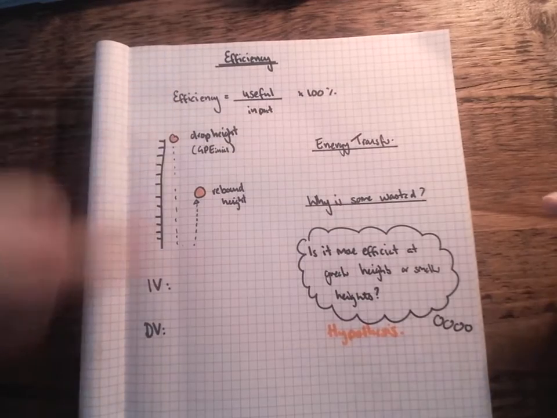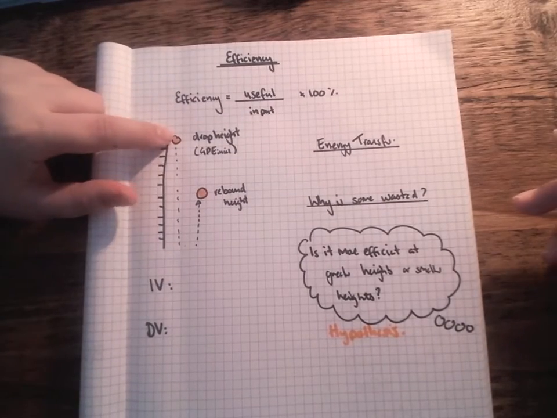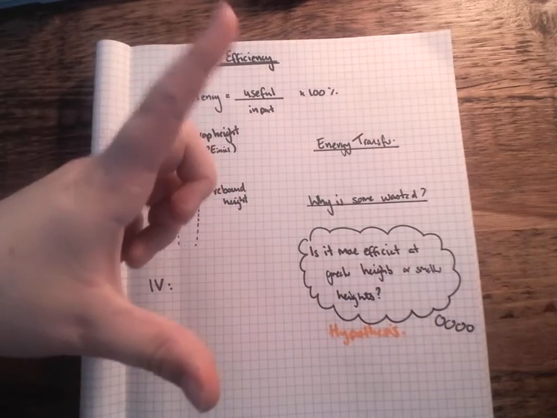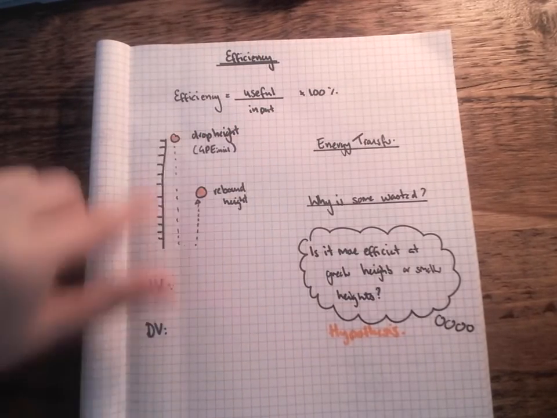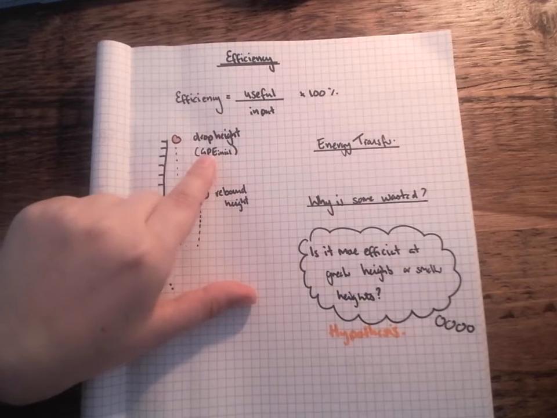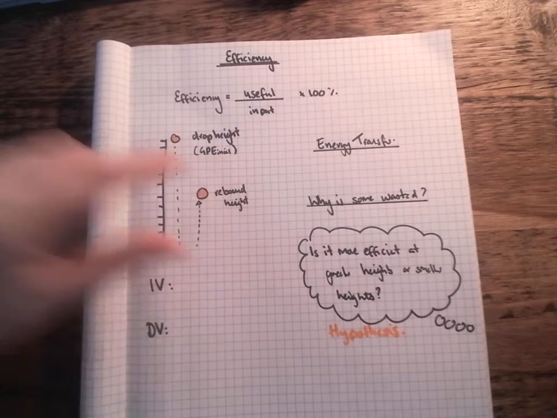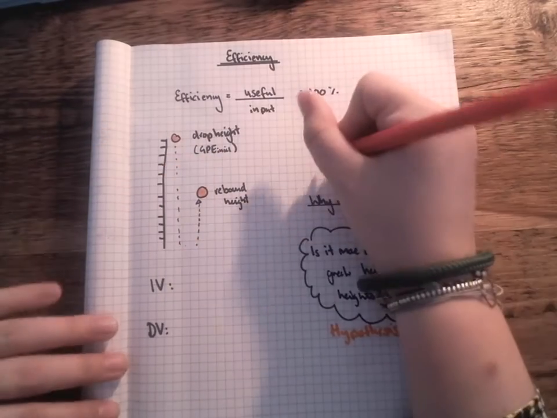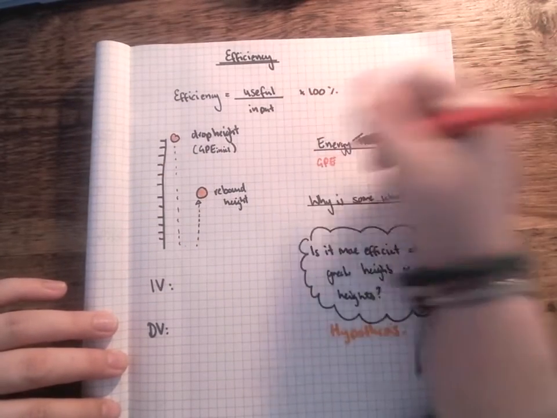Okay, so when we're looking at this first experiment, we've got a bouncing ball. We're dropping the ball from a height, remembering that when we're dropping the ball, we're just releasing it. I'm not throwing it, so I'm only going to be giving it its initial gravitational potential energy. So it's going to have its full GPE at the top. We're going to start with gravitational potential energy.